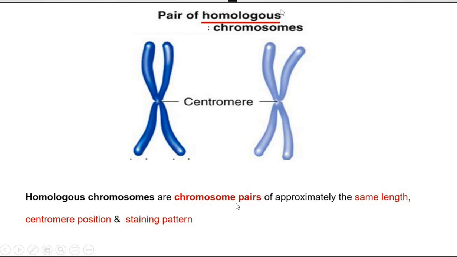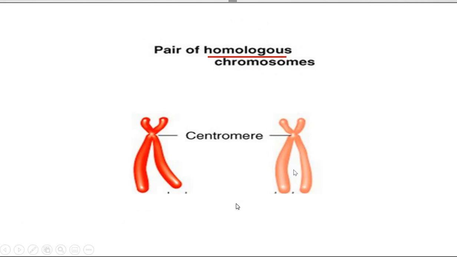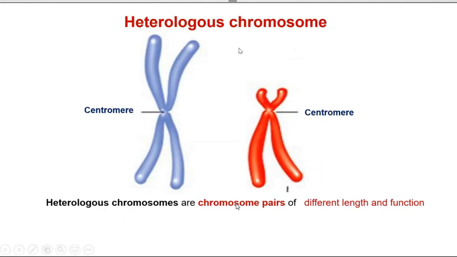Homologous chromosomes. This is another example of homologous chromosomes, in which you can see that these two chromosomes are more or less similar, have equal length, and possess long arms. Then, when chromosomes differ in length and function, they are known as heterologous chromosomes. We'll be using all of these in our subsequent classes.